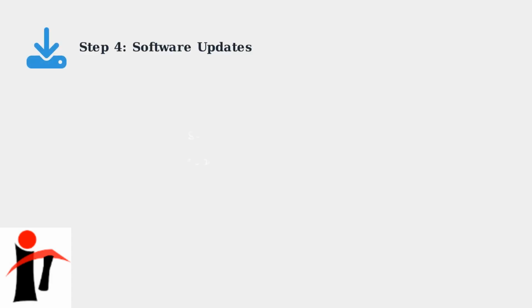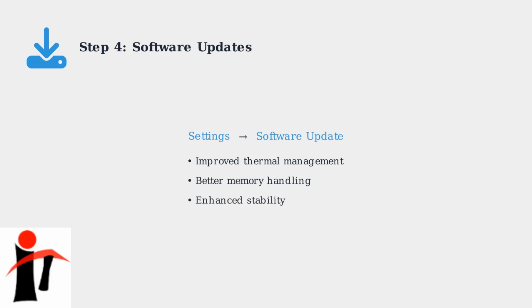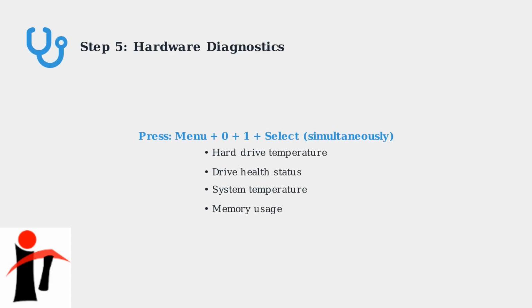Check for software updates, as recent updates from 2024 and 2025 include improved thermal management features that can prevent auto shutdowns. For advanced users, you can check your hard drive health using the diagnostic menu. Press Menu, 0, 1, and select simultaneously to access hidden diagnostics.